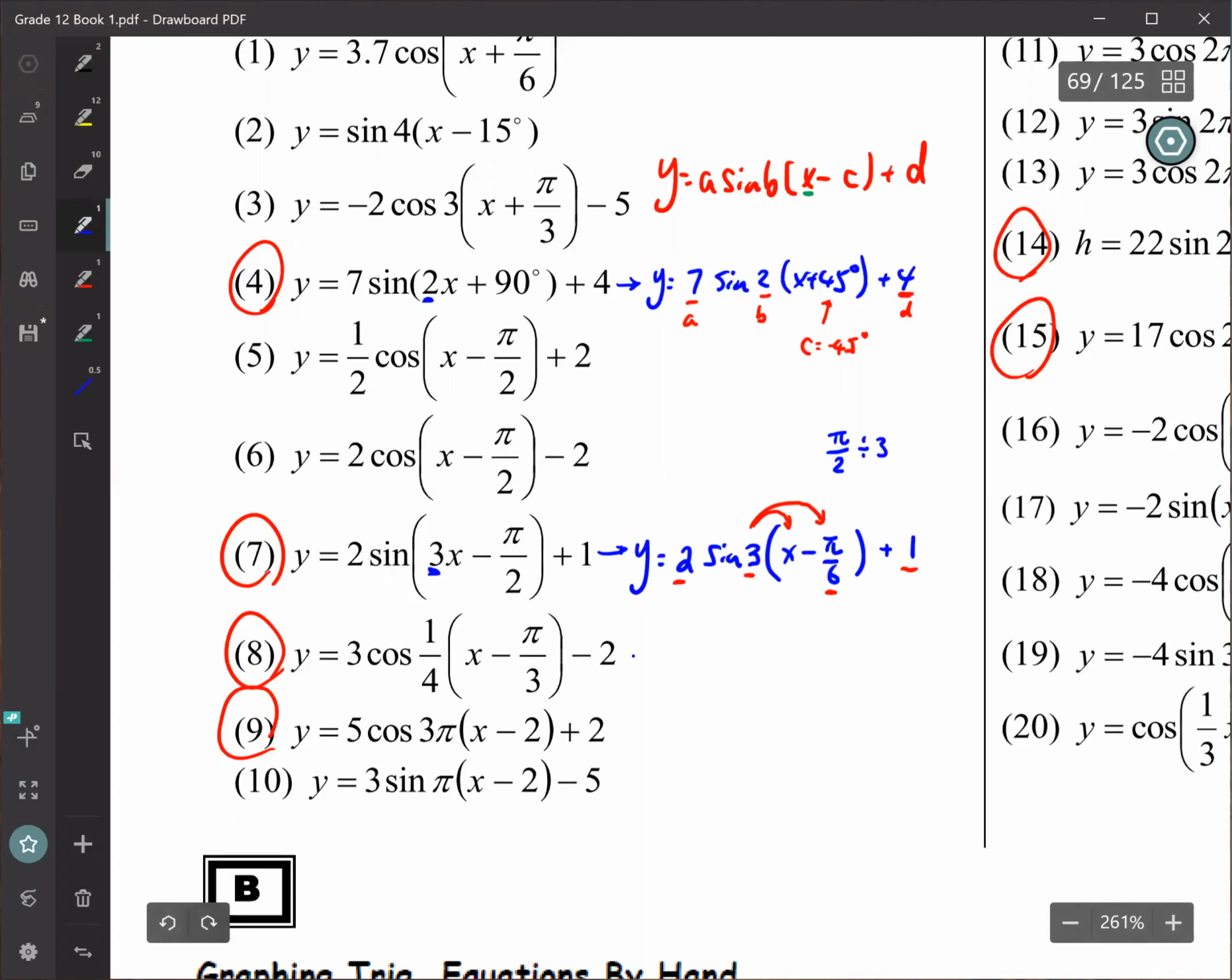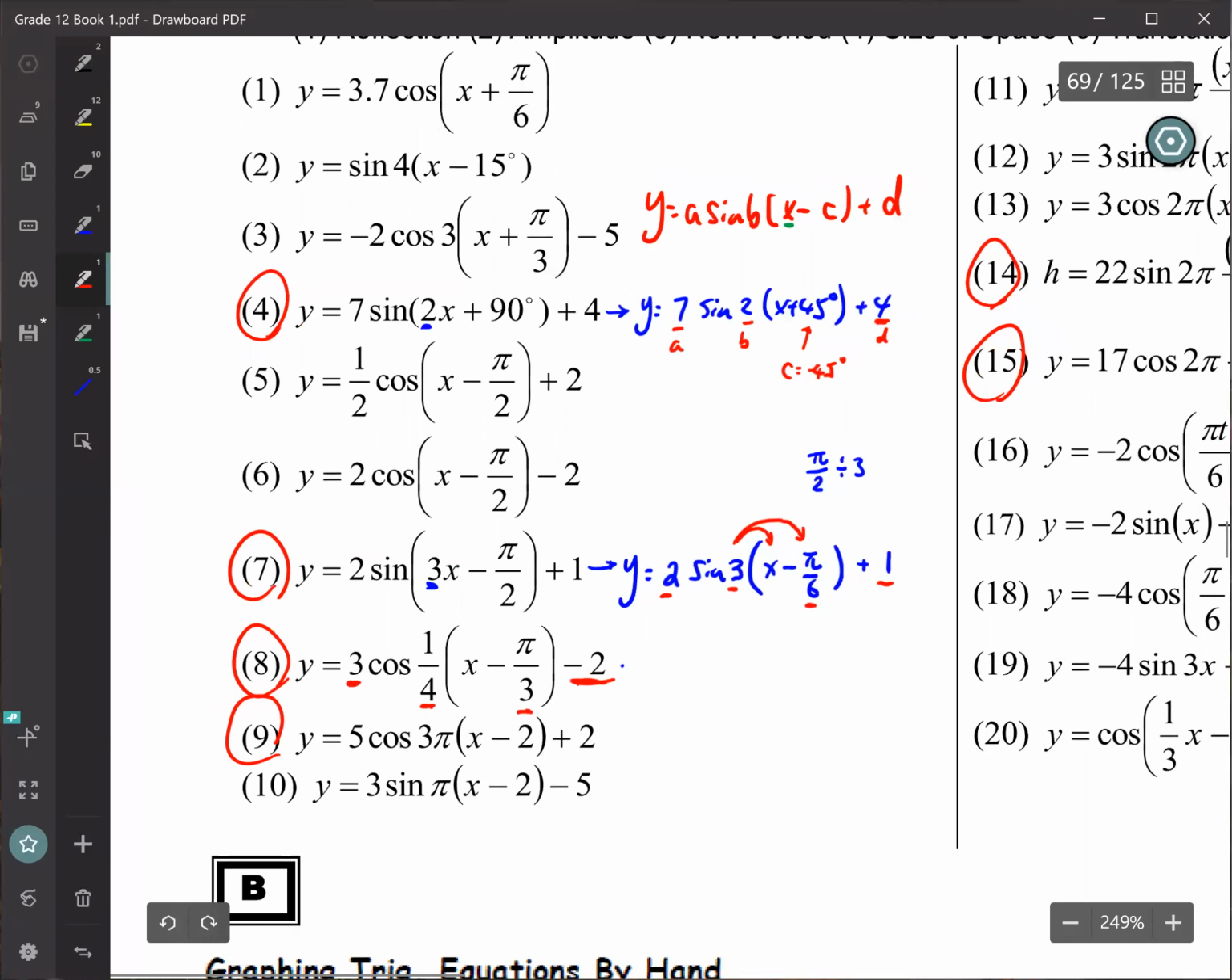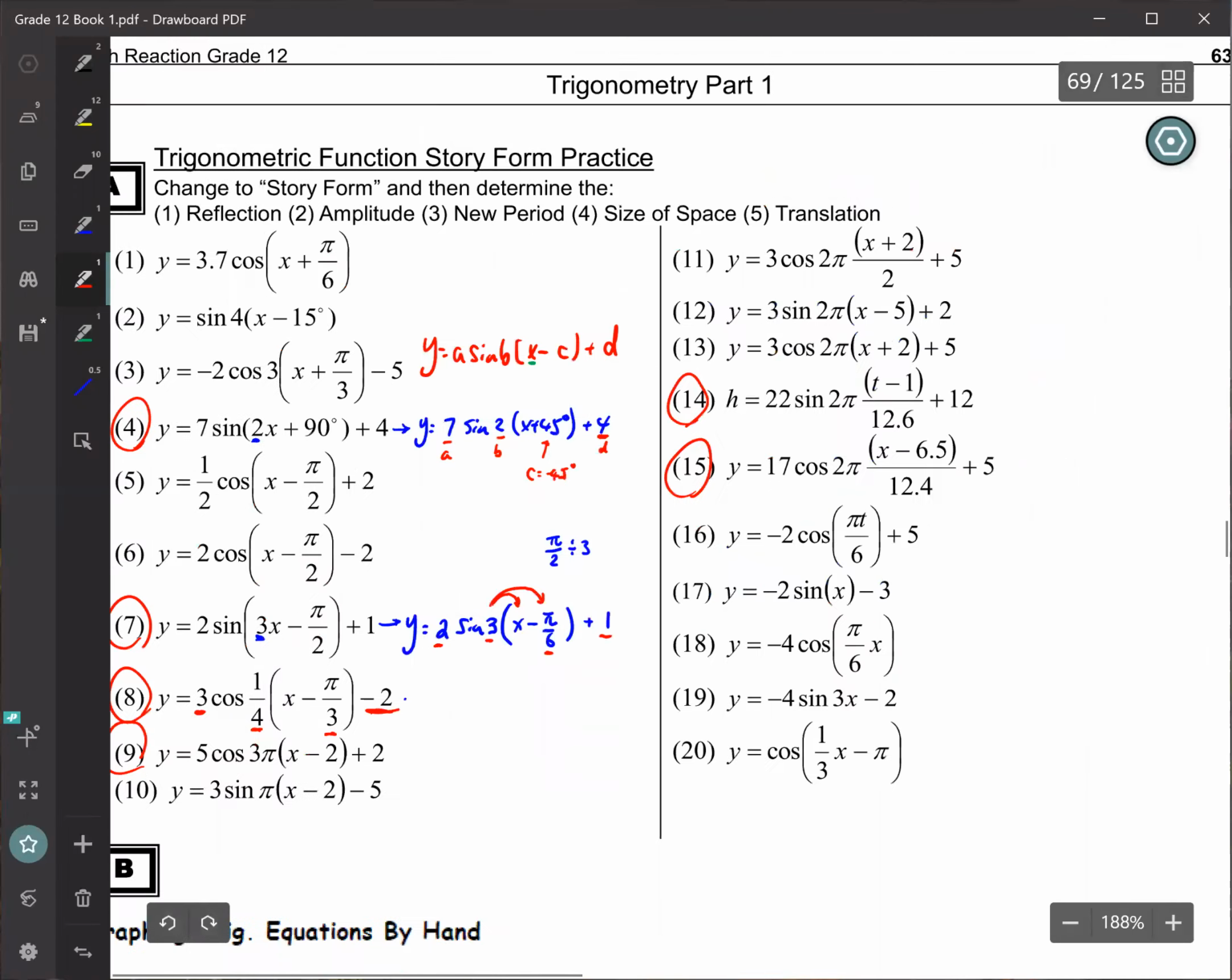Okay, next one. Question 8 should be okay. Question 8 is already in the ABCD form, right? A, B, C, D. Same with number 9. So just 4 and 7. Most of you got 4 and 7 incorrect. Let's look at 14.